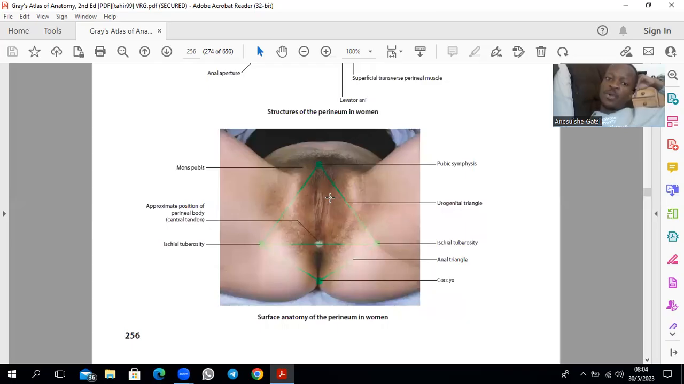Then that's for the female. You need to be able to know what fuses to form the fourchette, and then go and fuse to form the mons pubis, which basically is the labium minus, right?